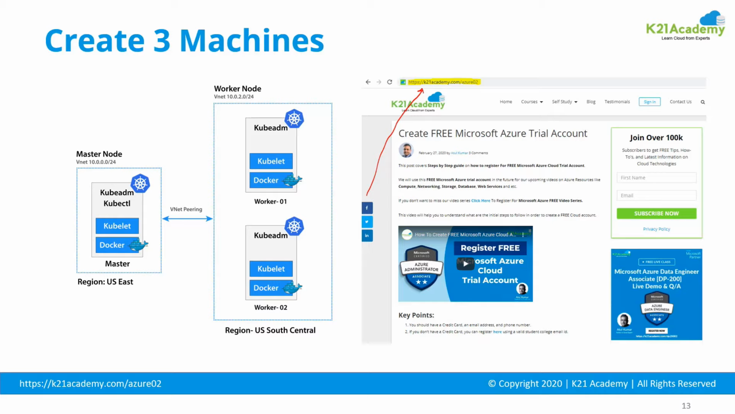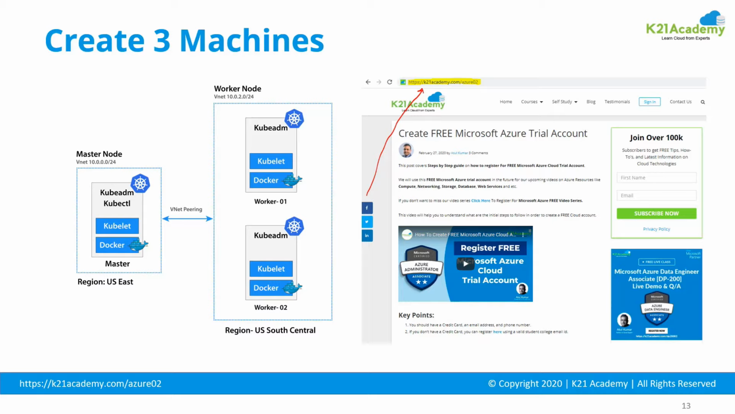our Kubernetes cluster. So if you don't have a free account on Microsoft Azure, you can go to k1academy.com/azure02. I have a step-by-step video using which you can create a free trial account. You get $200 credit, which should be more than enough for you to practice.